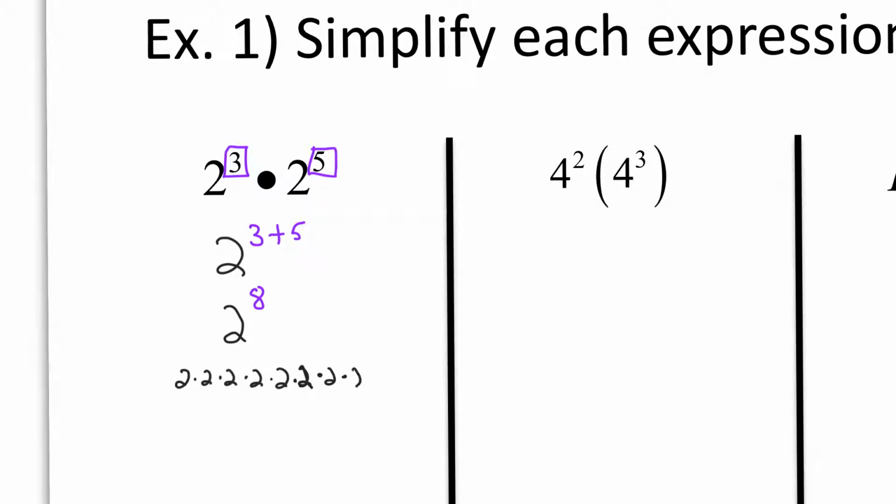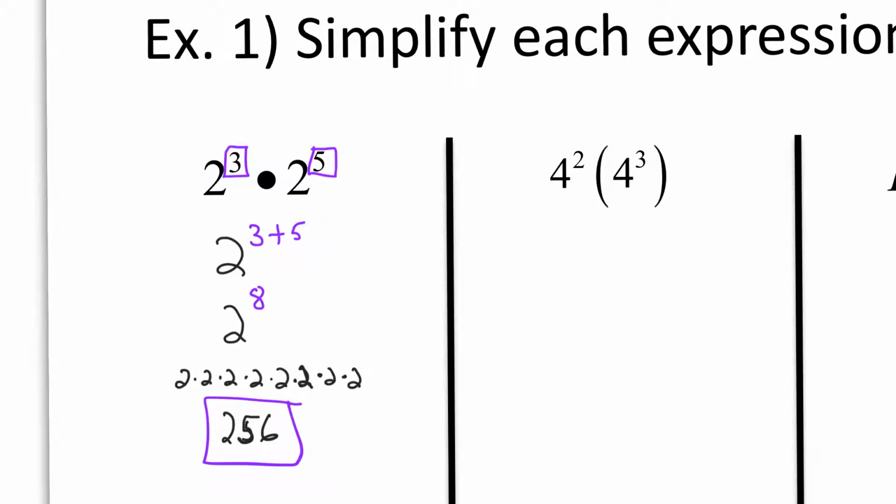7 times, 8 times. 1, 2, 3, 4, 5, 6, 7, 8. So you multiply all of this right here, and when you multiply, you get 256. So that is your answer, 256. So this is the property of exponents.